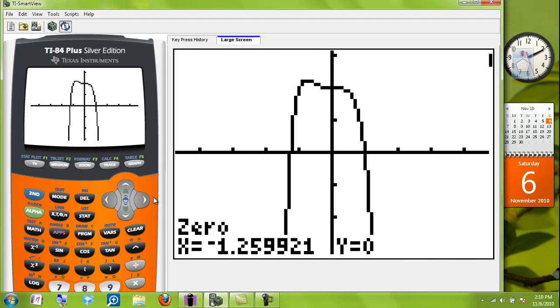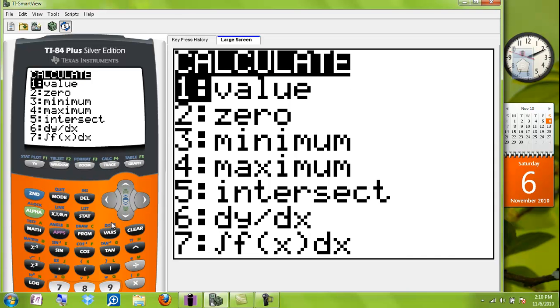And you don't have to guess. And you can see that your first 0 is at negative 1.259. It asks you to round it to the nearest hundredth, so that would be negative 1.26. Okay, so now what we're going to do is go find the other 0 by using the same keystrokes. Go to second calc, number 2.